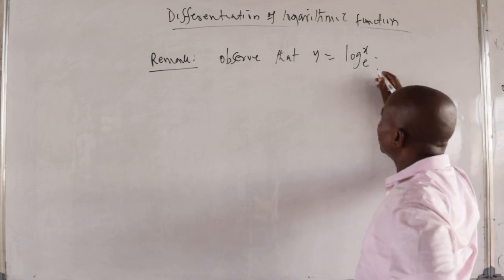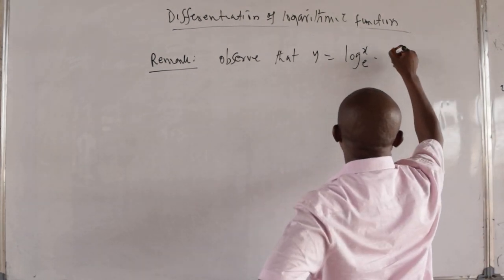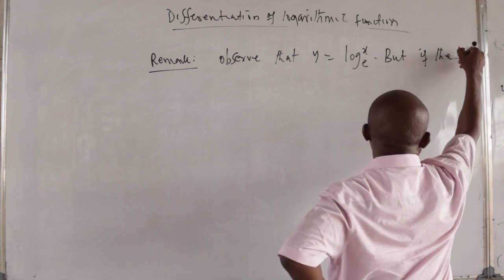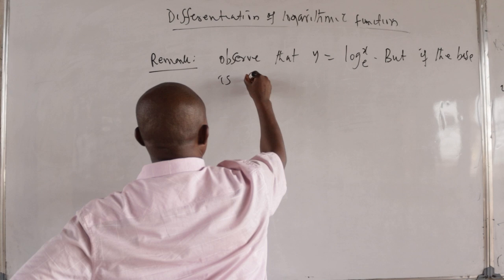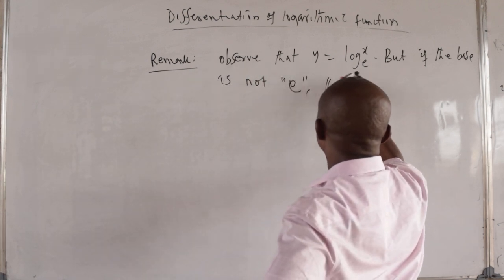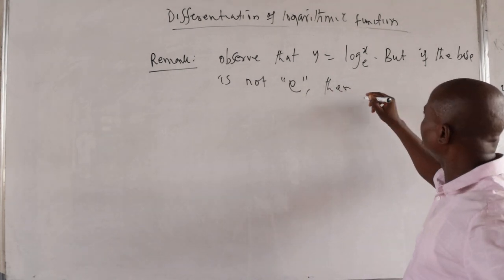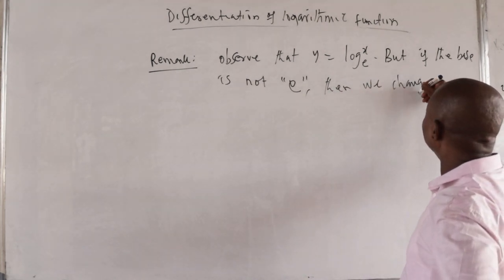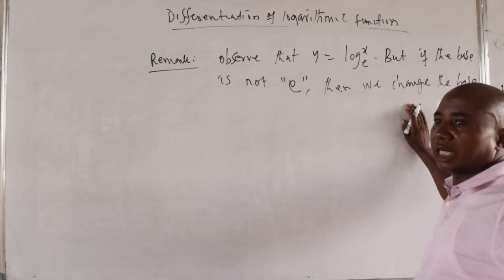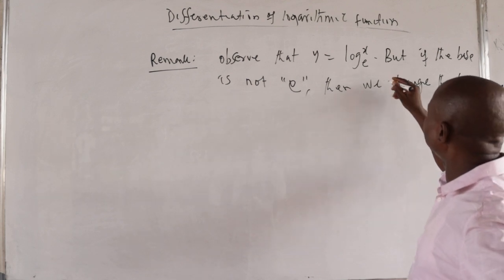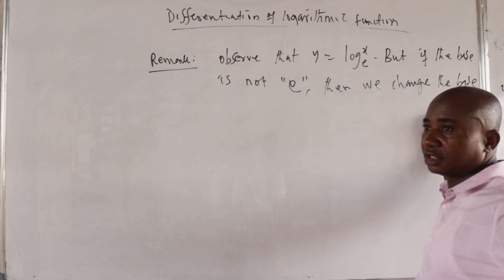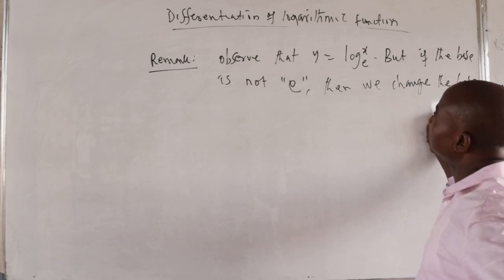For instance, if the base is not e, then we simply apply change of base. Then we change the base. I'm sure that anybody watching this video, except you are still at the high school, would have come across the concept of change of base for log functions. So we change the base.